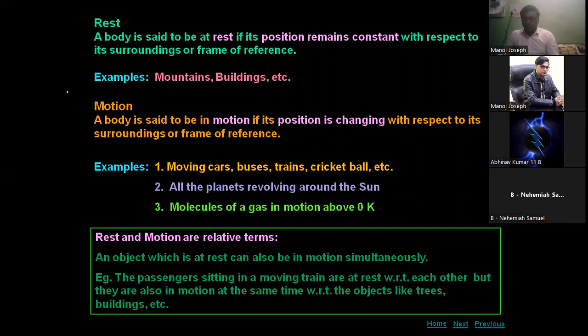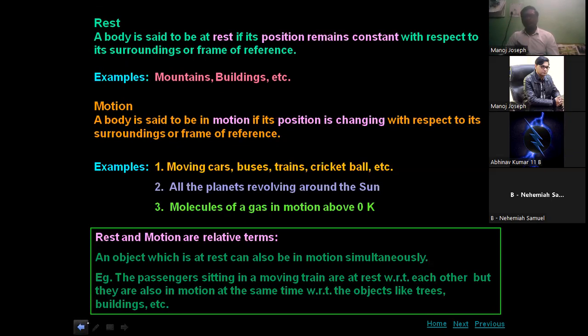For example, the passengers sitting in a moving train are at rest with respect to each other, but with respect to the person who is observing them from outside, they are also in motion at the same time, with respect to objects like trees and buildings. So we are having two inertial frames: the inner inertial frame with respect to the co-passenger at rest.